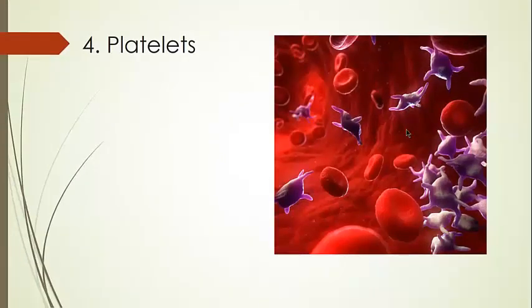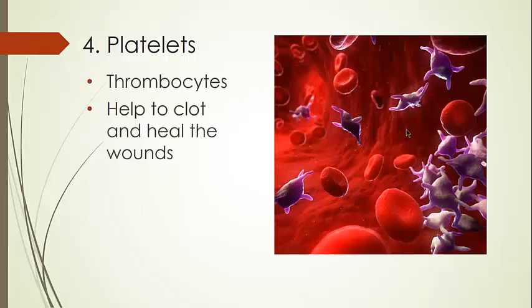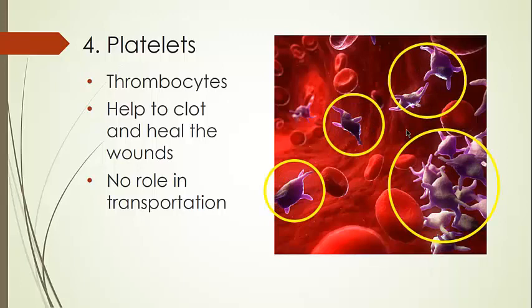Now our fourth component, platelets. The second name of platelets is thrombocytes. They help to clot and heal wounds. The main function of platelets is that they help to clot and heal wounds. Like white blood cells, they have no role in transportation. Let me highlight platelets in the diagram. As you can see, these are platelets.